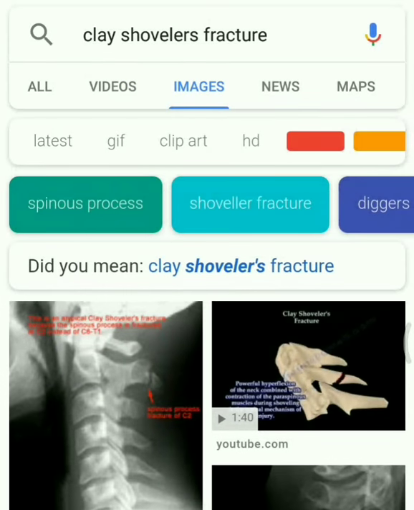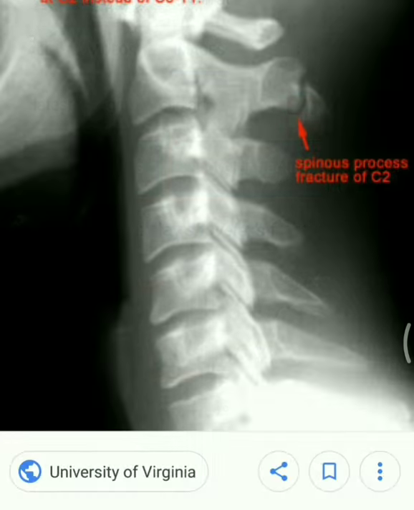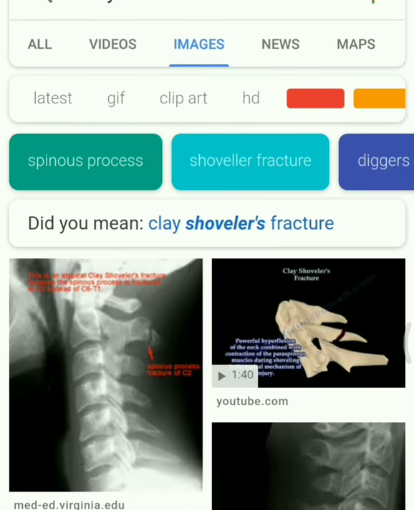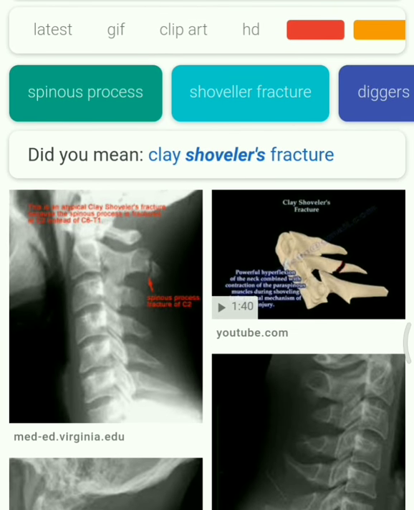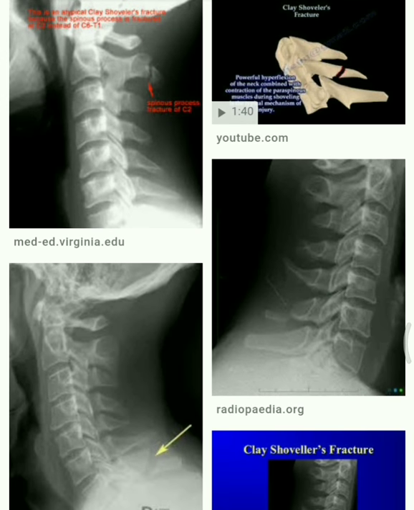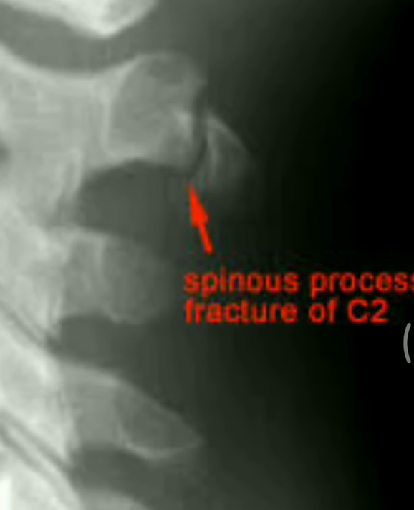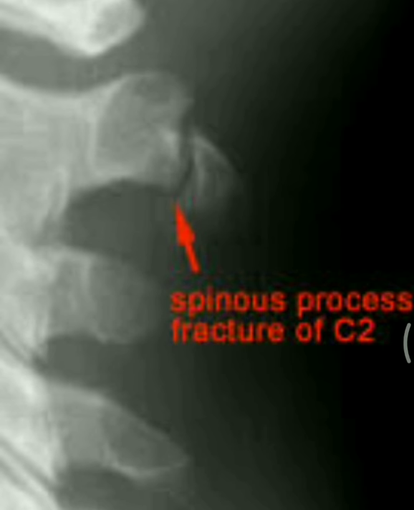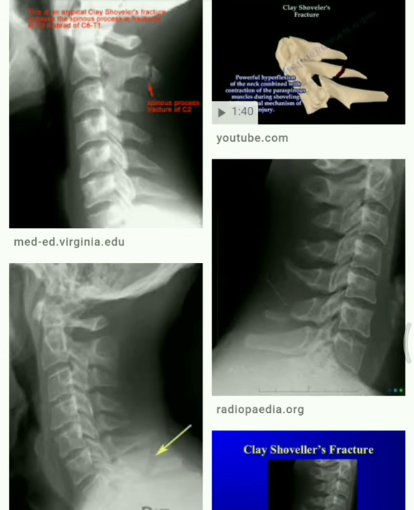And then Clay-Shoveler's fracture. That is an avulsion fracture of the tip of the spinous process. C7 is affected more than T1. So that is Clay-Shoveler's fracture, avulsion fracture of the tip of the spinous process. You can see clearly here the fracture of the tip of the spinous process in Clay-Shoveler's fracture.